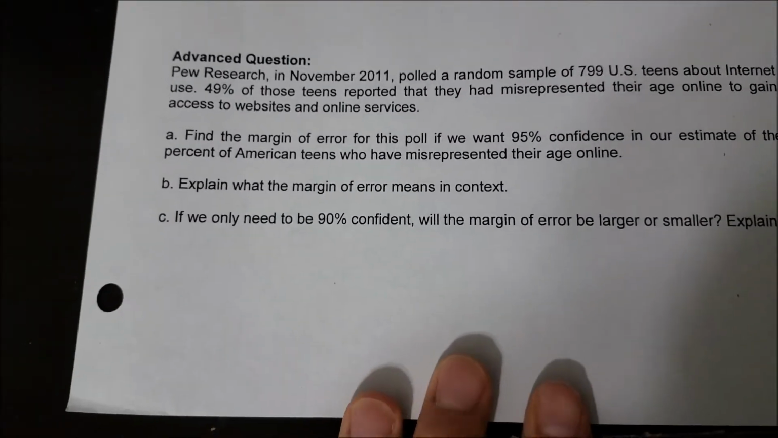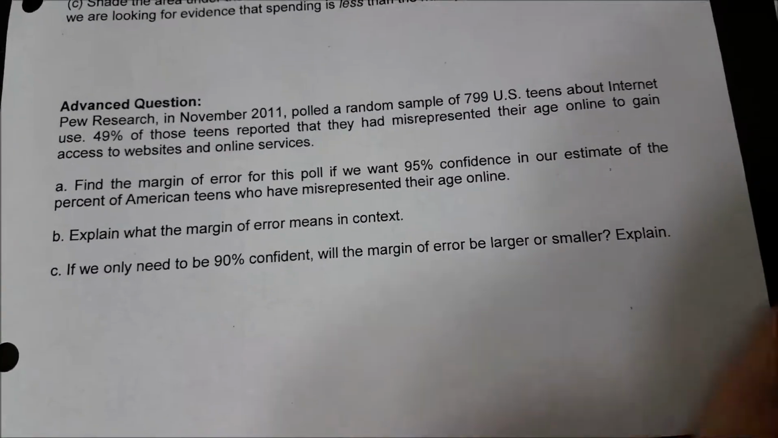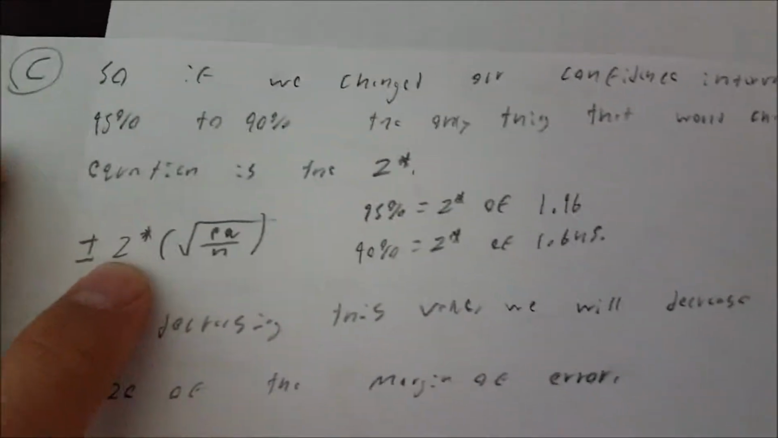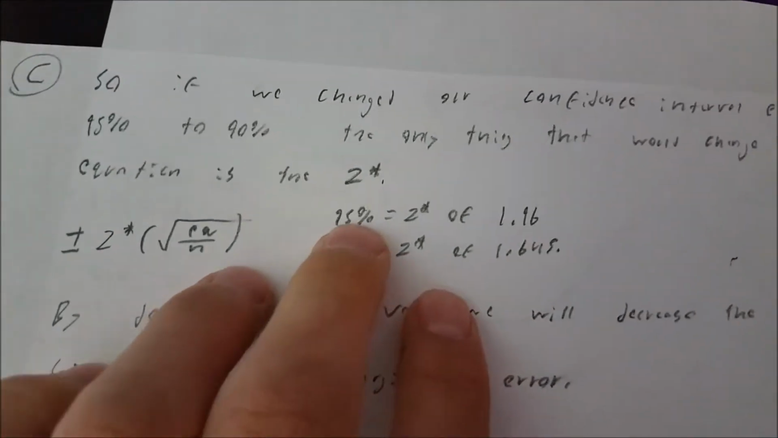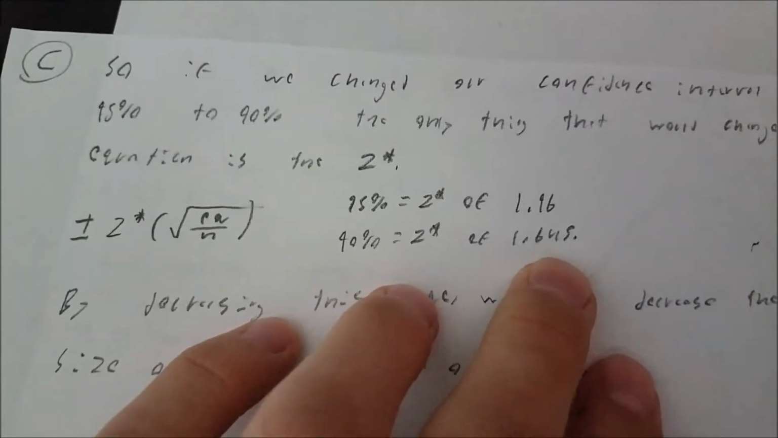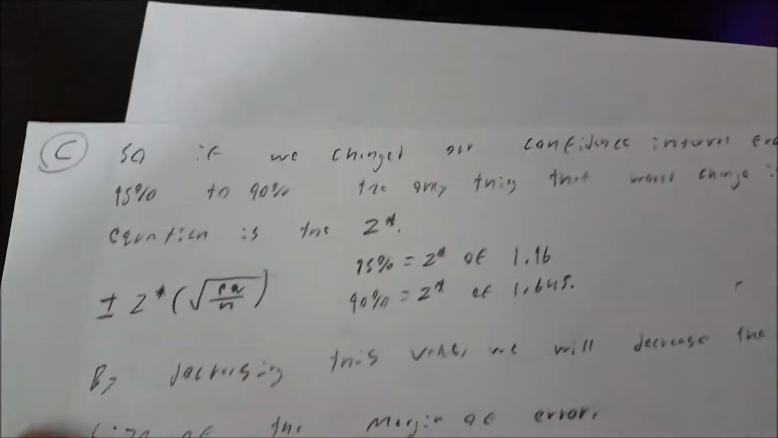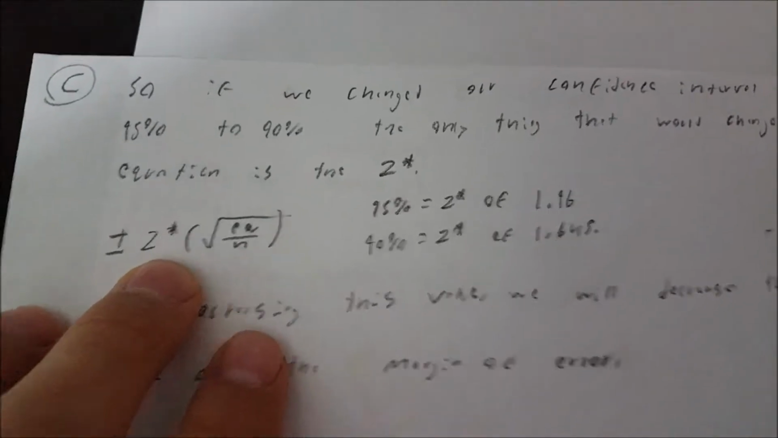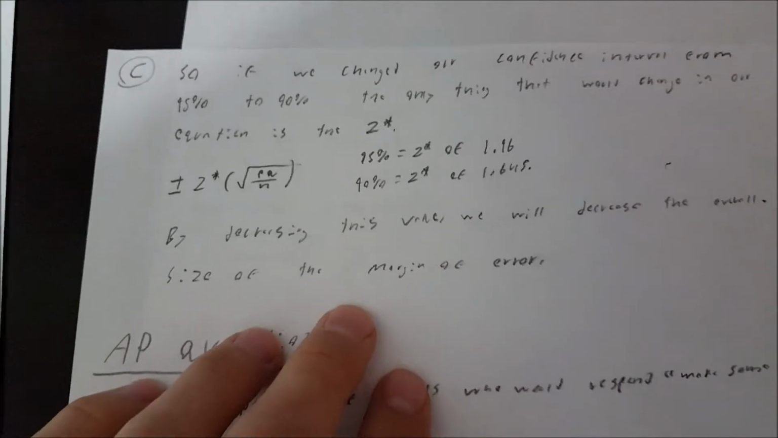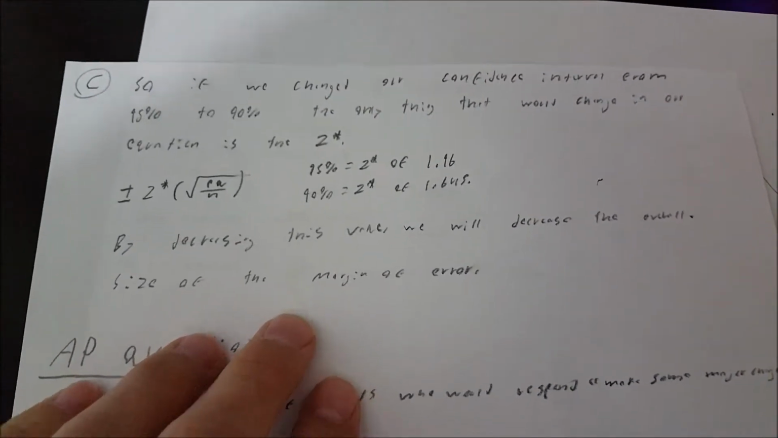And then C says, if we only need to be 90% confident, will the margin of error be larger or smaller? So we can find this just by changing the z star in our original equation. If we go to that z-score chart, the z star for 95% is 1.96, but for 90% it is only 1.645. And z star is the only thing that's going to be changing in our equation. So if this becomes smaller, then the overall range will become smaller as well. So the size of the margin of error will decrease.